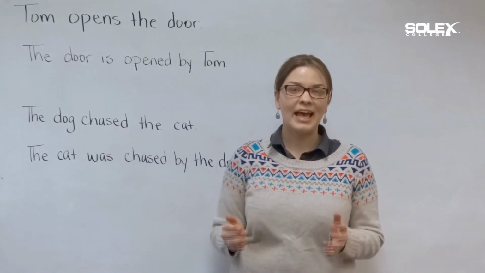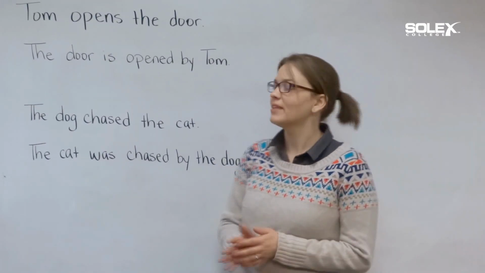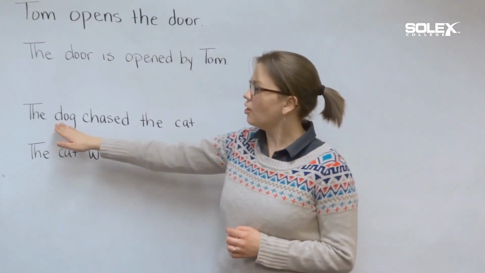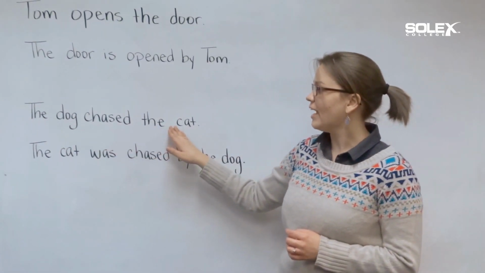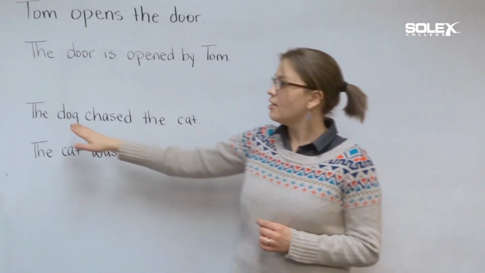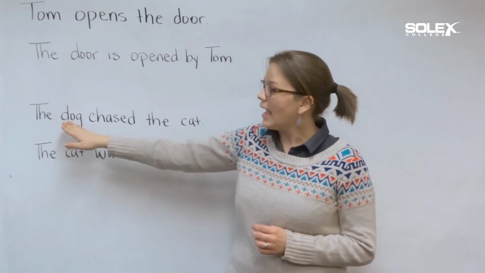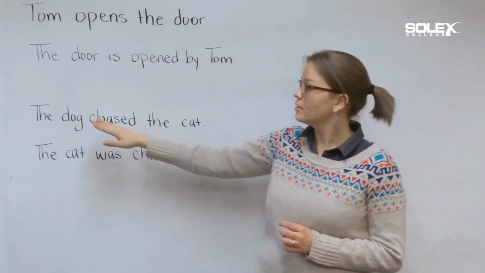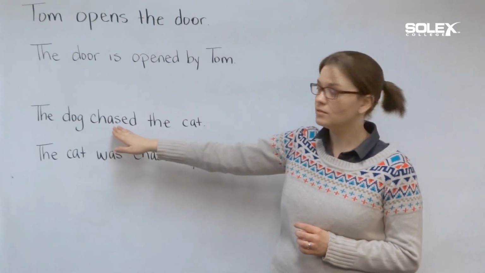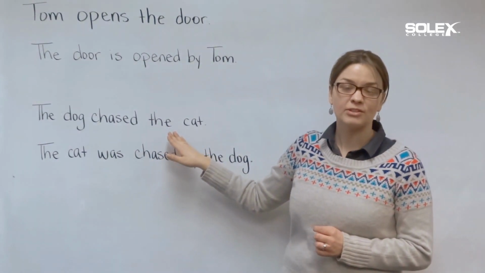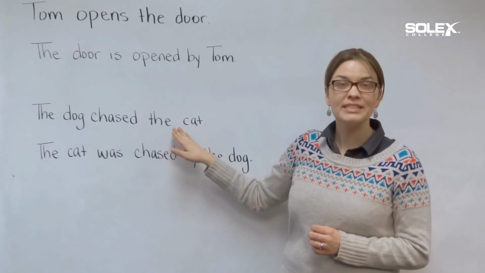Let's take a look at another example. This sentence is in the active voice. The dog chased the cat. The dog is our subject. The action he's performing, the verb, chased, and the cat is the object of our sentence, the thing receiving the action.